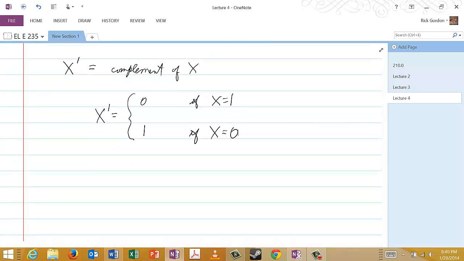Now, having made this definition, we can make some observations. x ORed with x complement is always equal to 1. Now, that may not be obvious to you at first, but just think about it this way. If x is equal to 0, then x complement is equal to 1. And 0 ORed with 1 is 1. On the other hand, if x is 1, then we don't even have to worry about x complement, because 1 ORed with anything is 1. So it's clear, whatever x is, if x is just a binary variable and can only assume the values of 0 and 1, then x ORed with x complement is equal to 1.